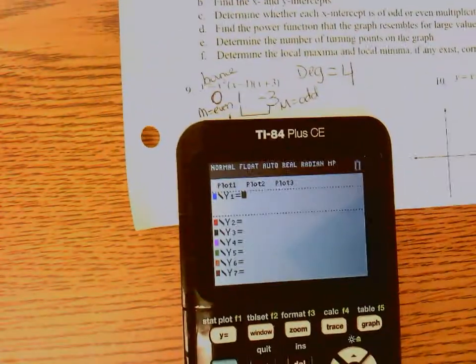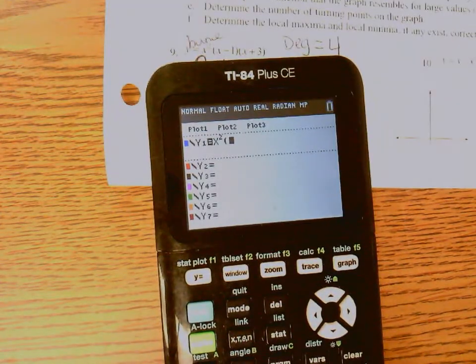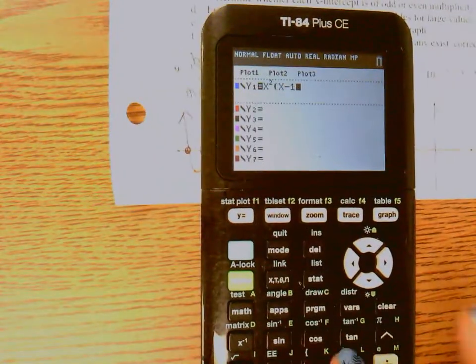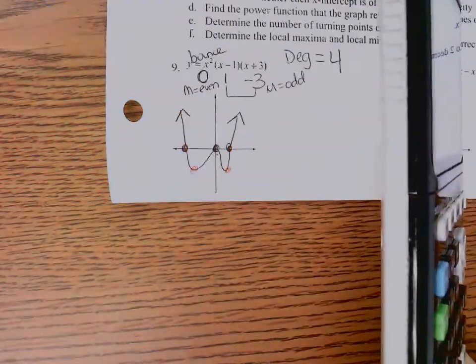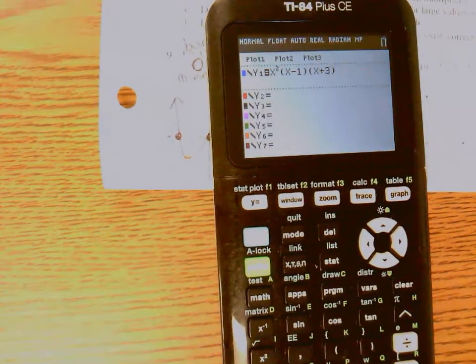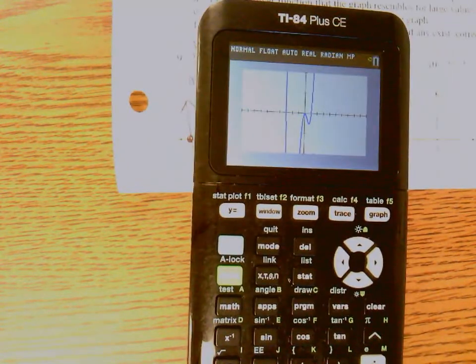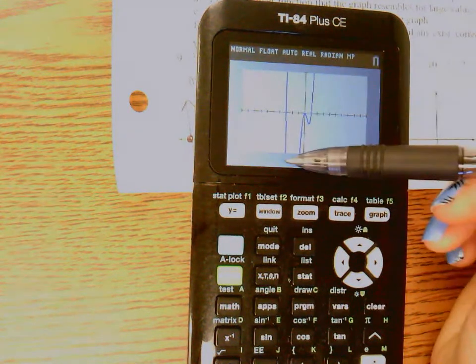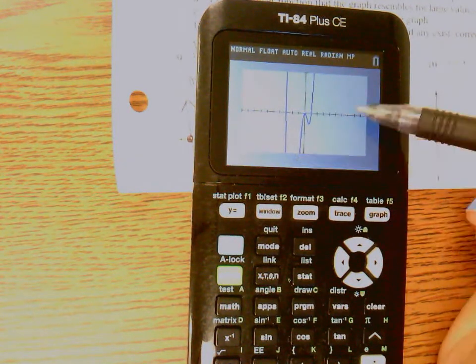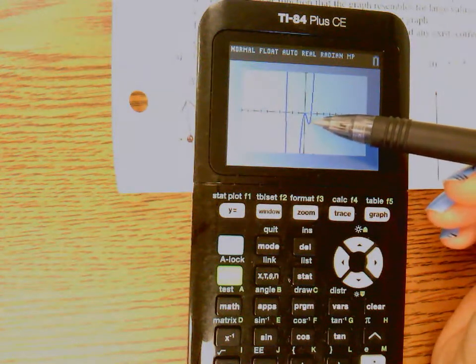So we're going to plug in x squared times x minus 1 times x plus 3. So you're going to put that function in your y equals menu and then hit graph. And hopefully you'll get a picture. And if you didn't get a picture, then I should look at your graph. I can't really see this lower turning point here, so I might have to zoom out in a minute, but I can see this turning point that I'm interested in.